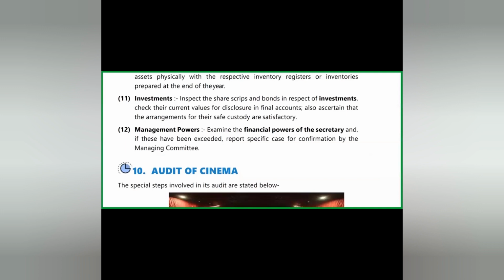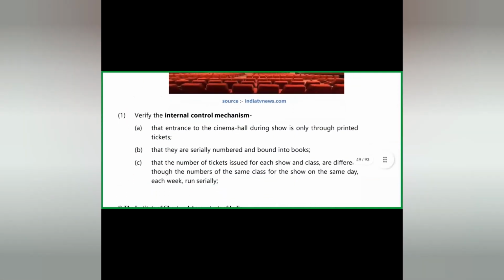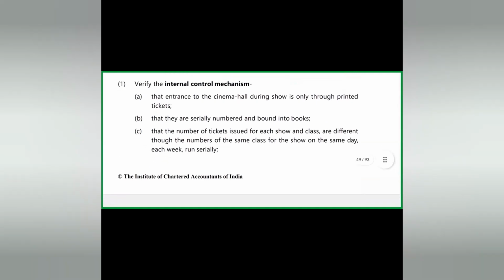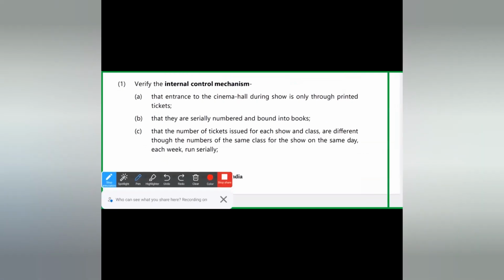We'll proceed to audit of cinema. Here, the internal control mechanism has to be checked: that entrance to the cinema hall during the show is only through printed tickets, which are serially numbered and bound into books. The number of tickets issued for each show and class are different, though the numbers of the same class for the show on the same day each week run serially.